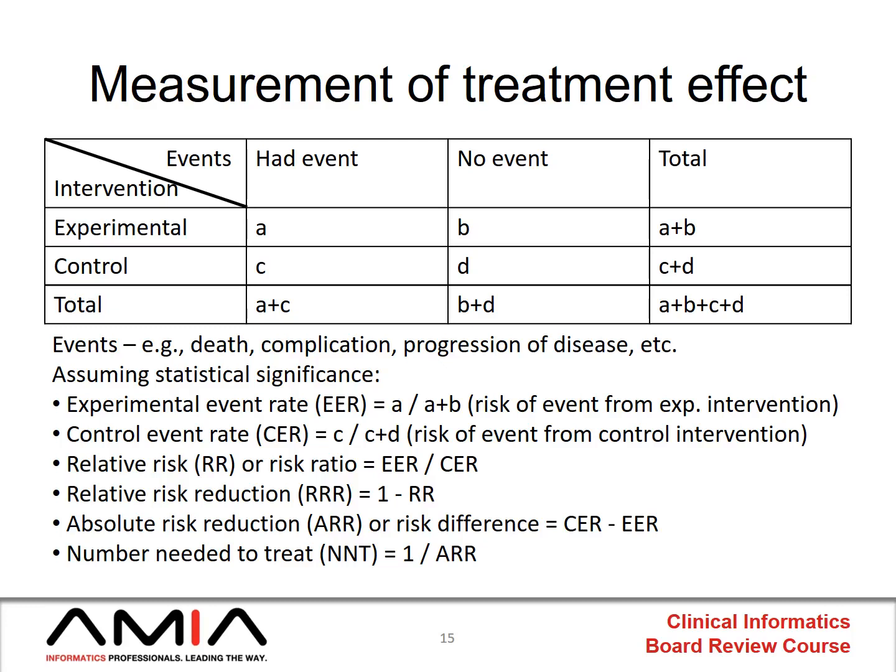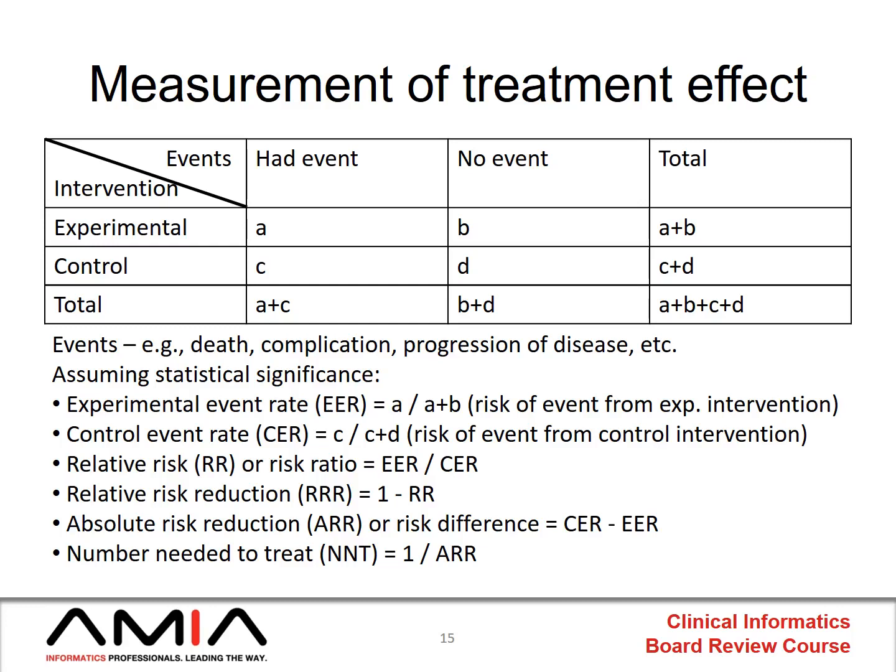Once we have the 2x2 table, we can then calculate the experimental event rate, the risk of the event from the experimental intervention, and the control event rate, the risk of the event from the control intervention. So we see that for the experimental event rate, the calculation is the number of people who had the event divided by the total number of people who had that intervention. Likewise, for the control group, the control event rate is how many people in the control group had the event divided by the total who were in the control group.